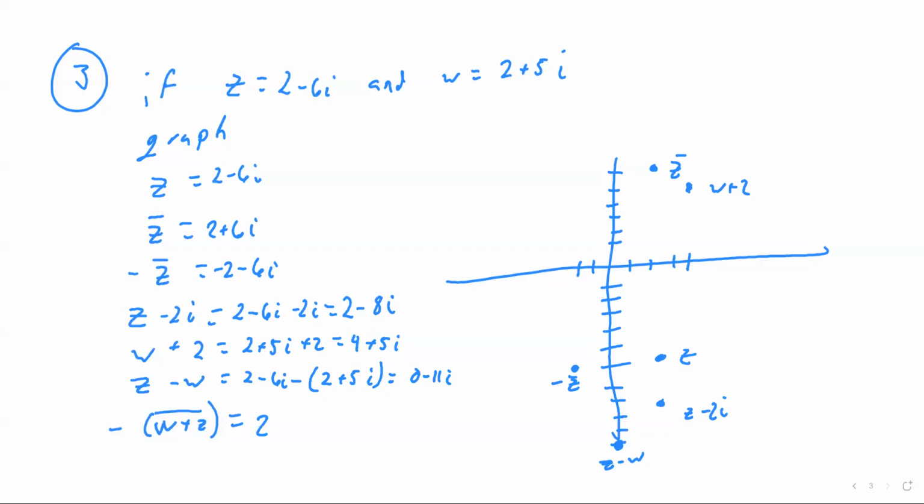So w plus z would be 2 minus 6i plus 2 plus 5i. When I combine like terms, what do I get? 4 minus i, good, because negative 6 plus 5 would give you that. So I get 4 minus i. Then I would apply the conjugate. So what's the conjugate of this? 4 plus i. Then I would apply the negative. So if I apply the negative to this final part of the answer, what do I get?